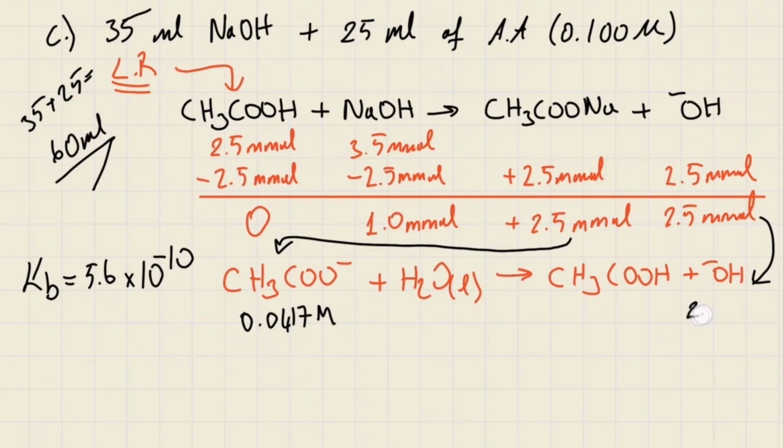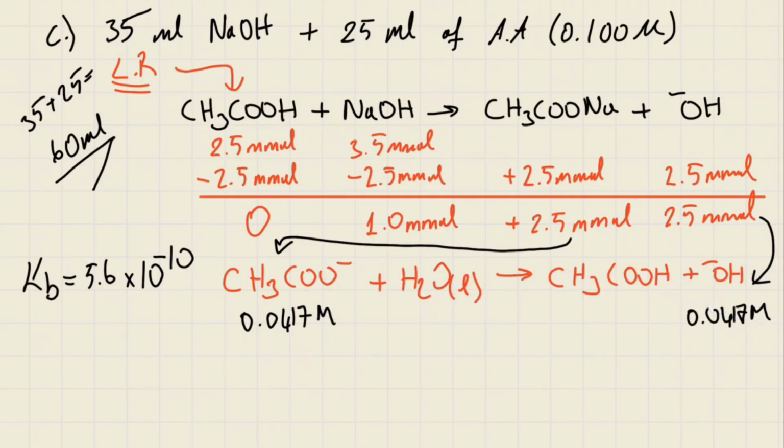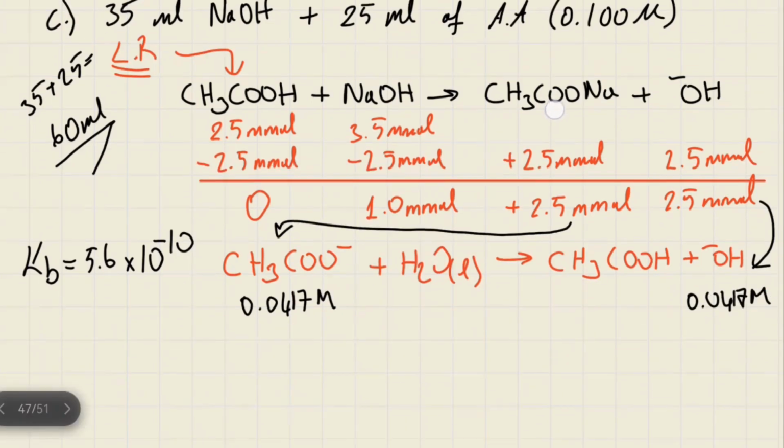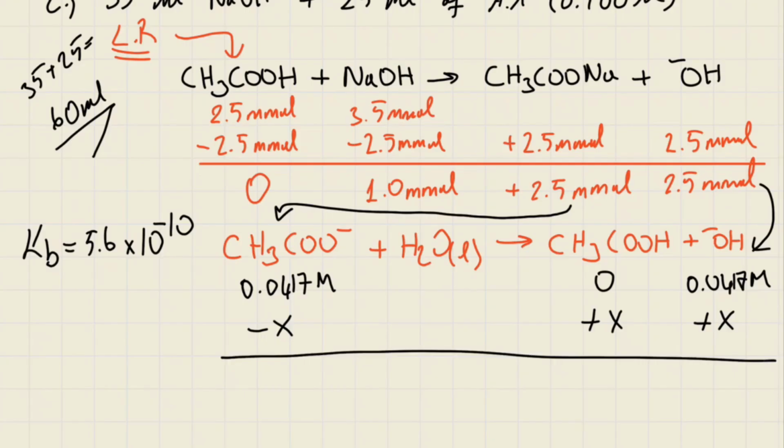So we have OH minus ions, 2.5 millimole over the 60 milliliter. So it is exactly the same, 0.0417 molar. So the equilibrium goes to the right, since we don't have the acetic acid here, right? So minus x, plus x, plus x. The important thing here is that x is actually very small. It's incredibly small, and I wanted to show that.